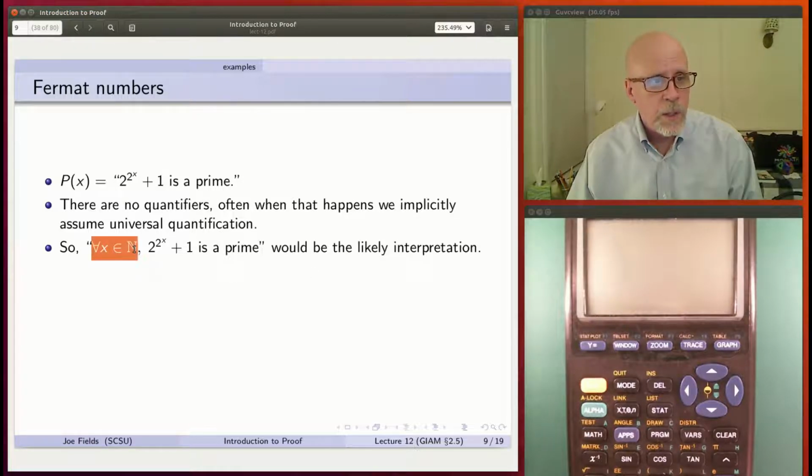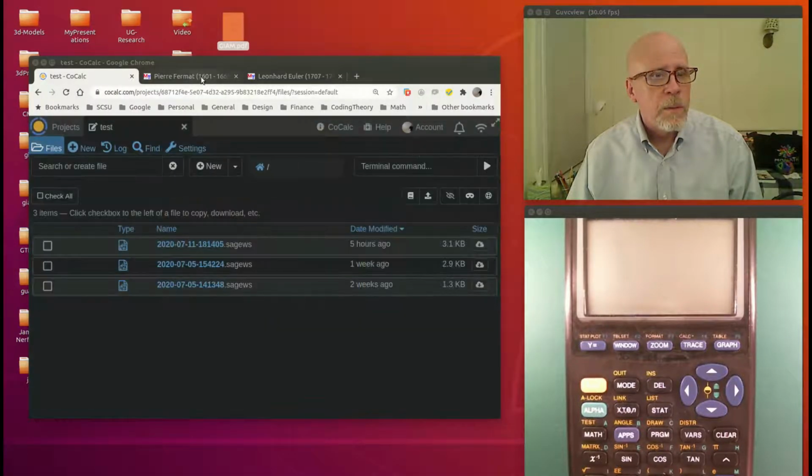For all x in the naturals, 2 to the 2 to the x, it's funny, x disappears when I highlight, but the other stuff doesn't. 2 to the 2 to the x plus 1 is prime. Unfortunately, that's not true. I should give us a little bit of history.